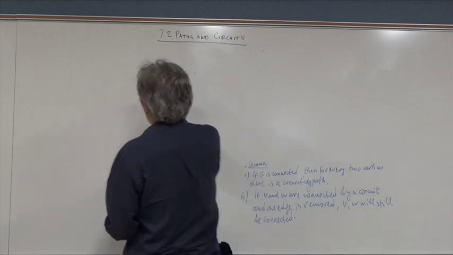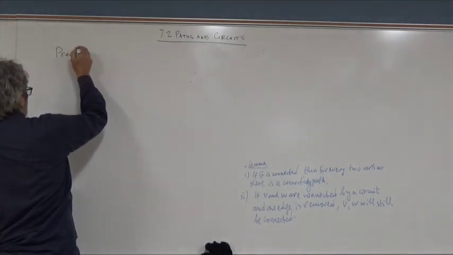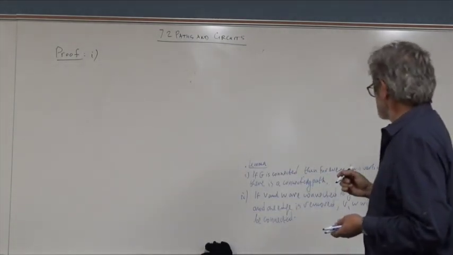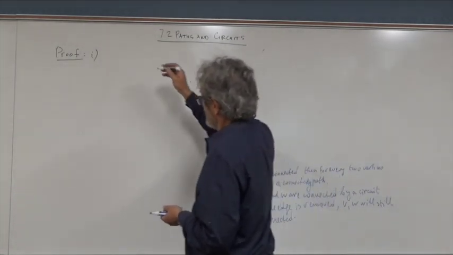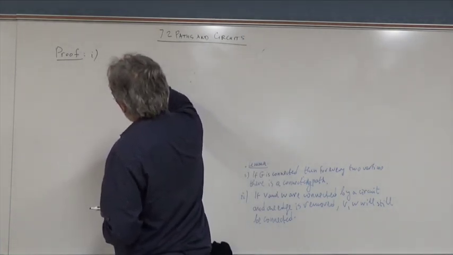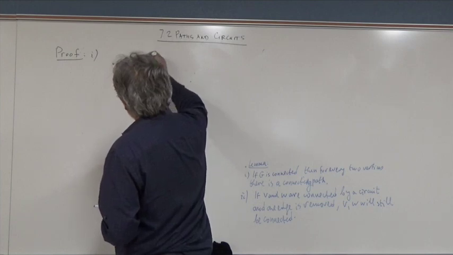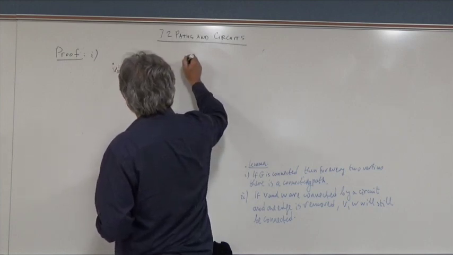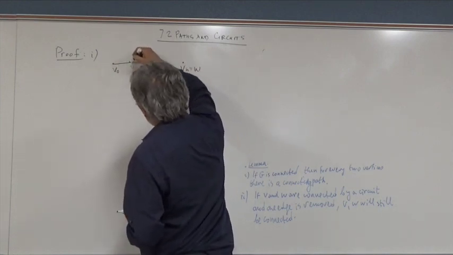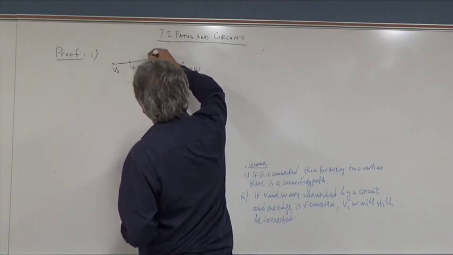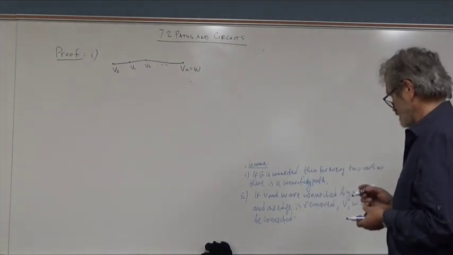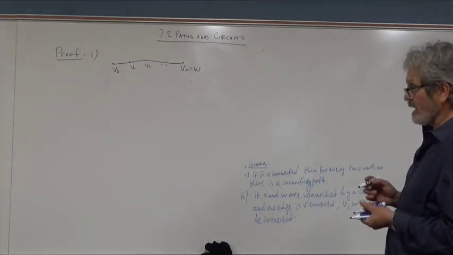So what proof? First part says, if G is connected, then every two vertices are connected by a path. Why is that? If we have a walk, V0, V1, V2, and so on, and here is Vn, which is W. And then what? If we have a walk, then what is preventing us from having a path?